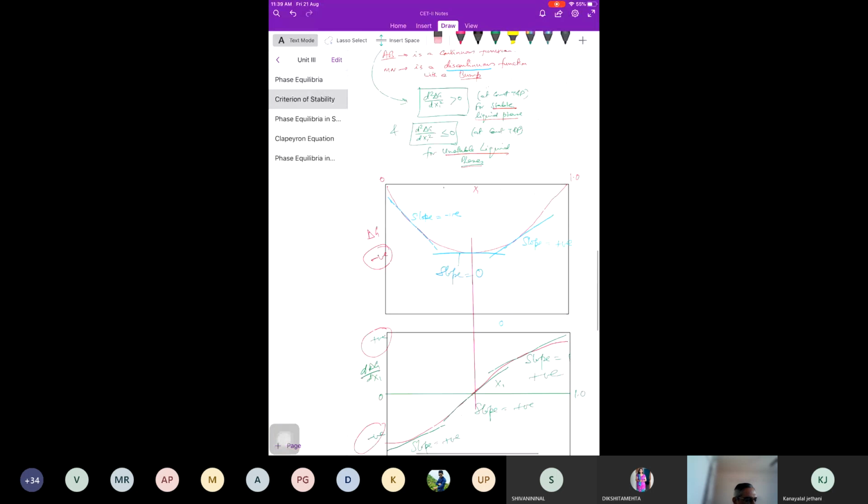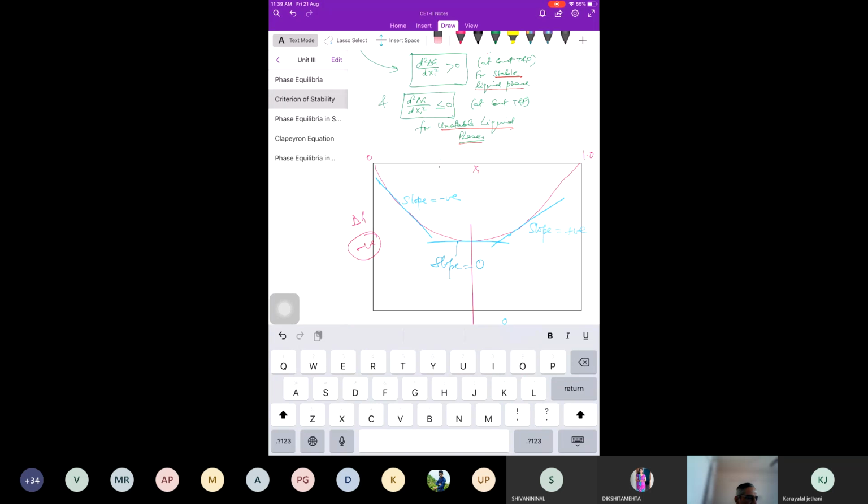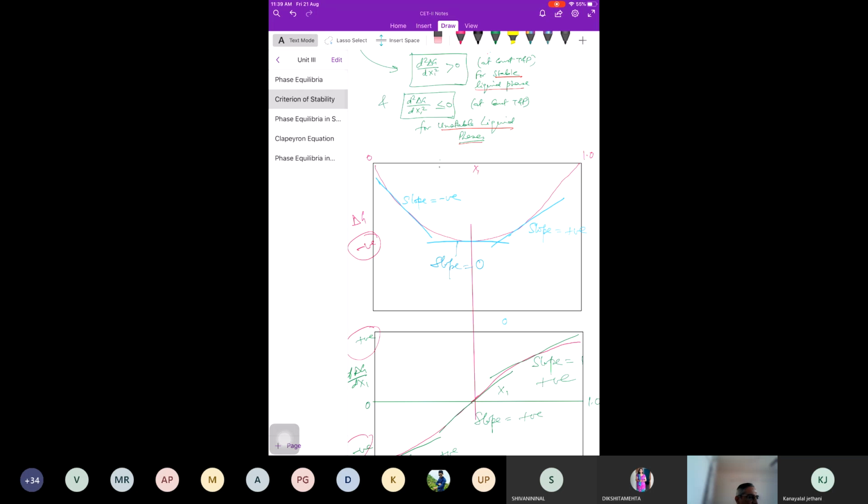If I look at this diagram, it's the same thing. I have drawn it separately. It's delta G versus x1, and if I draw a tangent to this curve at different points, what you'll see is that the slope here is negative, here it is 0, and here it is positive. Correct? This is negative, this is 0, and this is positive. This is delta G versus x1.